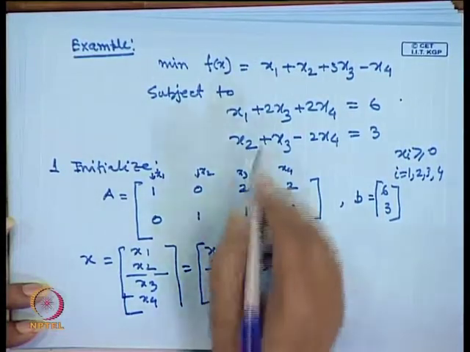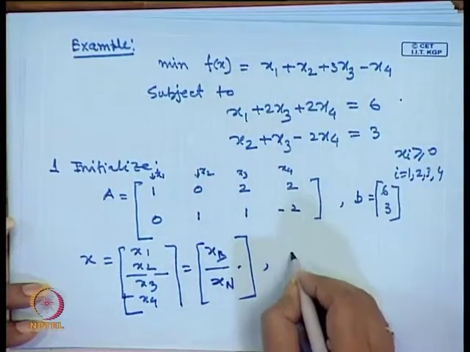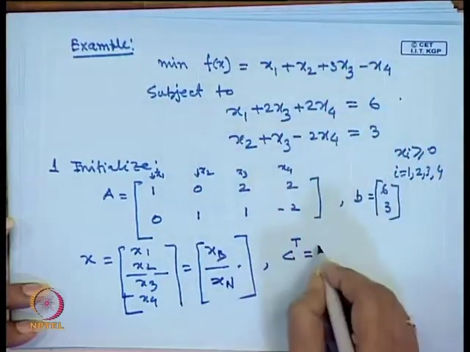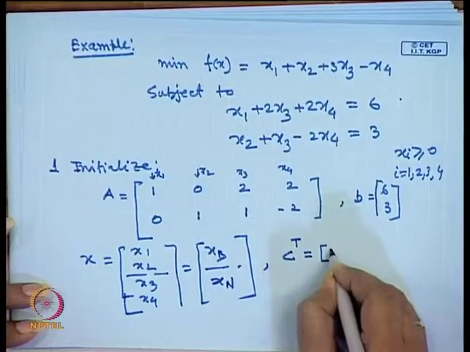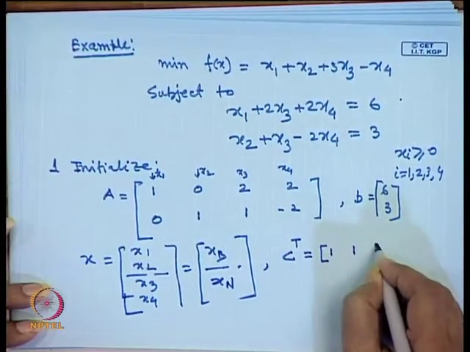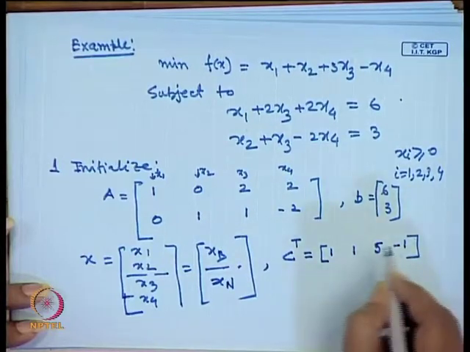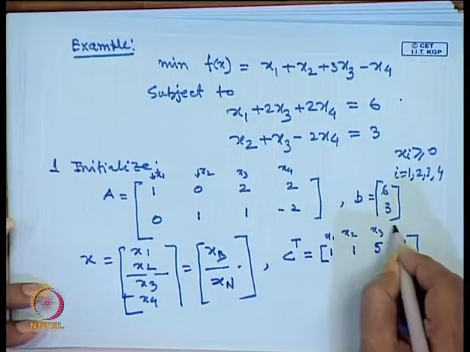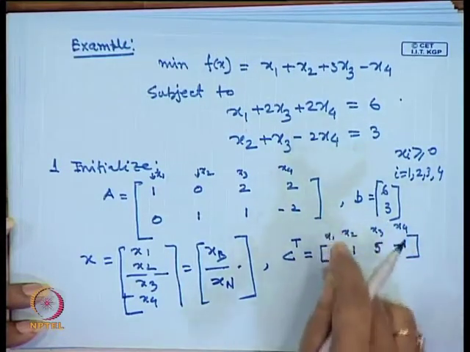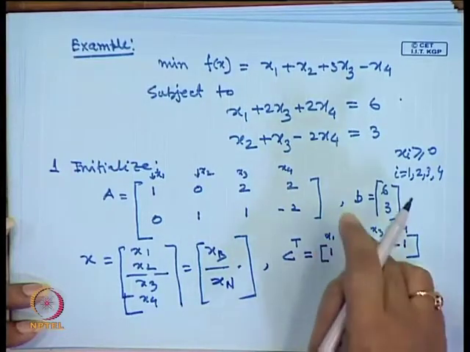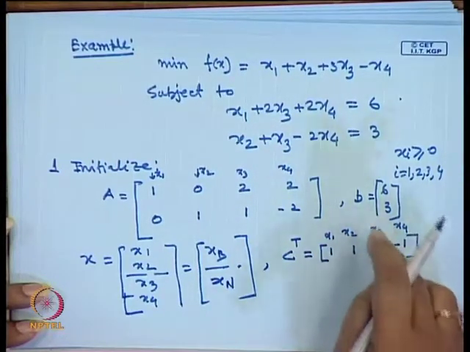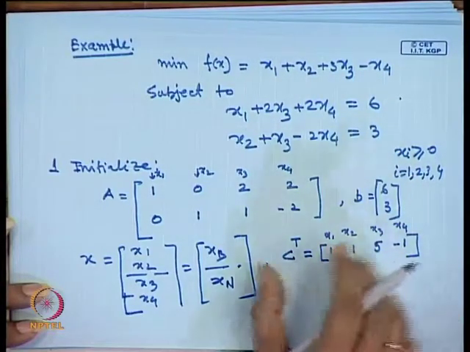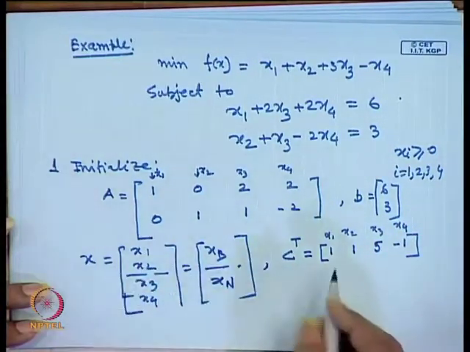And what is our C? C transpose matrix, you see 1, 1, 5, minus 1. This corresponds to x 1, this to x 2, this to x 3, x 4. You can think of it as x 1 into 1 plus x 2 into 1, x 3 into 5, x 4 into minus 1, which is equal to our objective function or cost function.